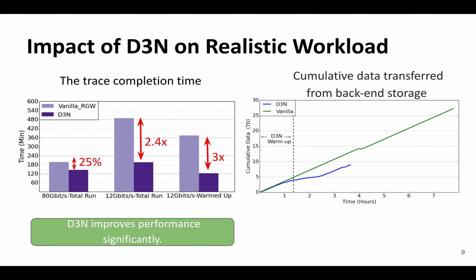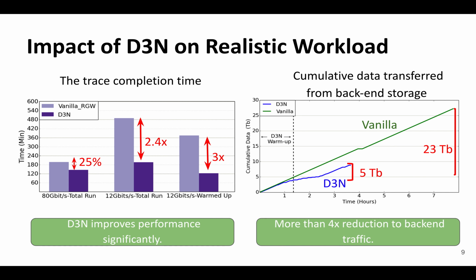Another benefit of D3N is the reduction in the inter-cluster traffic. In this graph, we see cumulative data transferred from the backend storage for the slow network experiments. With D3N, only 5 terabyte of data is transferred from backend after warm-up. D3N does not saturate the network links. On the other hand, with vanilla RGW, the Ceph link is nearly always saturated, and it transferred 23 terabyte of data. As seen in the figure, D3N reduces the backend traffic more than 4 times.